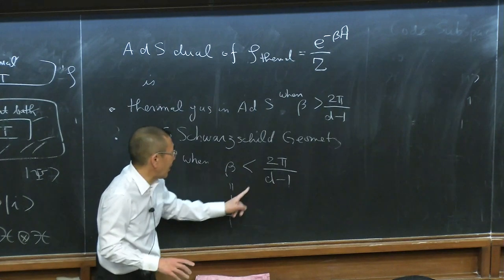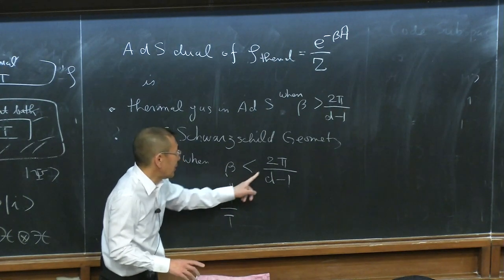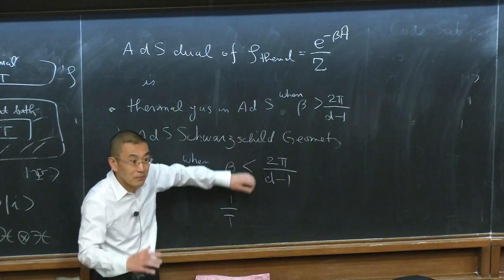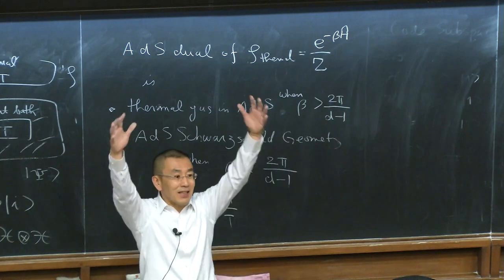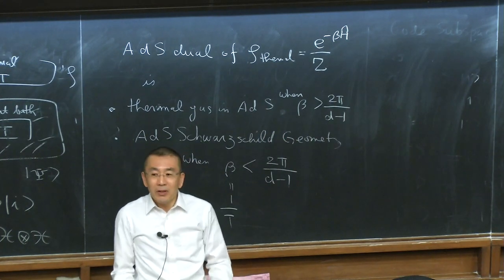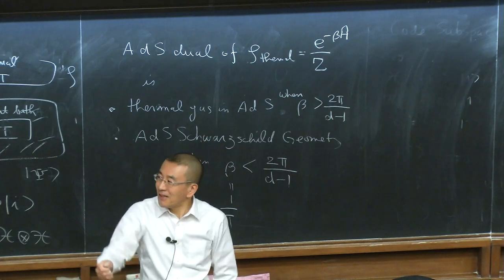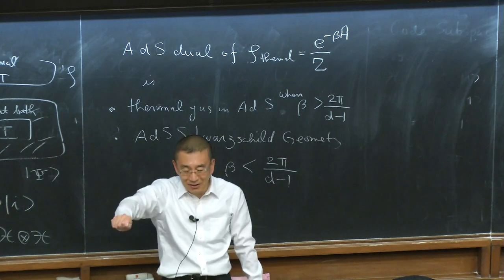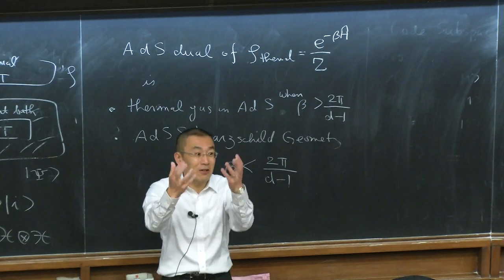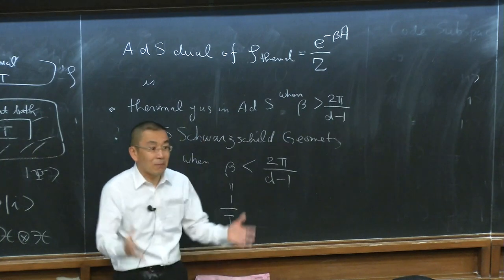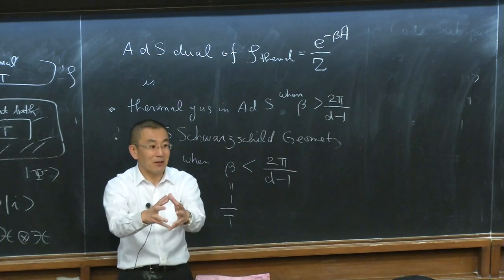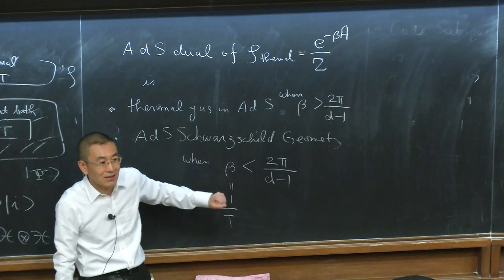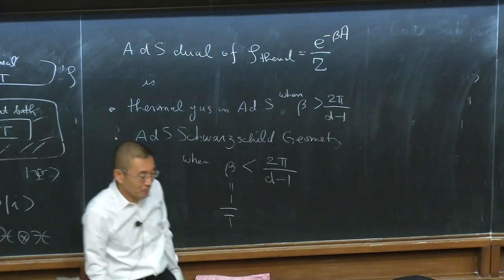At some temperature where 1 over T is equal to 2 pi over d minus 1, there is a critical temperature. There is a phase transition. Okay? So suppose you have AdS and you heat it up. You start creating some particles. You raise the temperature more, you create more particles. And eventually, at this critical temperature, this gas of particles collapses into a black hole. So this is the critical temperature for formation of a black hole in AdS. That's why you have two phases.